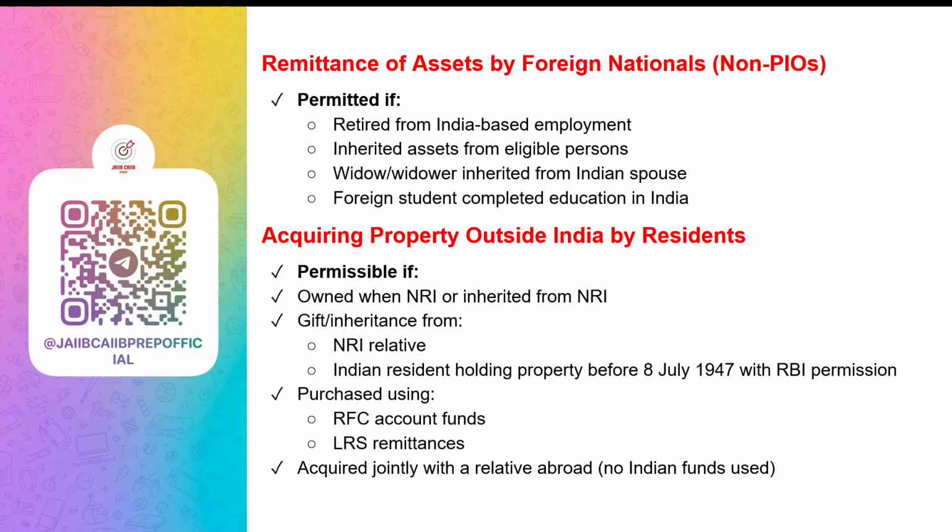And a resident can also purchase, right? So a resident Indian can purchase property abroad using money from an RFC account or under LRS, or he or she can jointly own the property with a relative abroad. So a person can buy property jointly with a relative who lives outside India as long as no money goes out from India for the purchase. For example, if Anita's brother lived in Canada, he buys a house there and includes Anita's name too, but the entire payment is made by Anita's brother. And this is allowed. Money should not go from India, right?